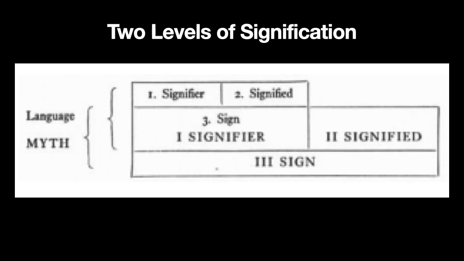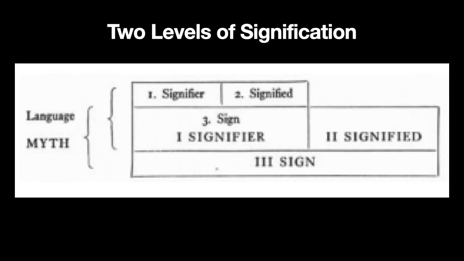At the level of language, a signifier and a signified combine together to form a sign. Now, when Barthes says language, he doesn't mean only written or verbal language, he means any kind of language. It could be visual as well. The sign is a kind of product of that process of signification at that level.